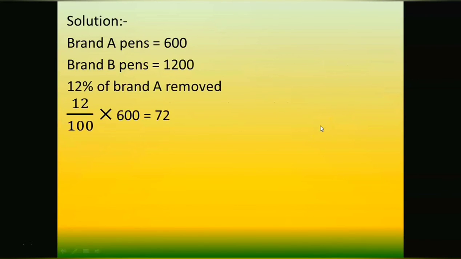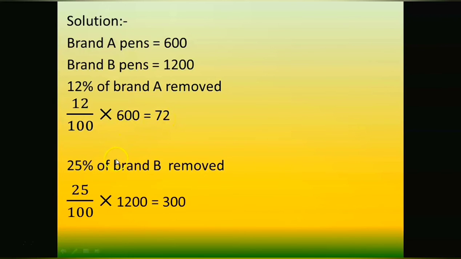So let us first calculate what is 12% of brand A. 12% of brand A means 12 divided by 100 into 600. The answer comes out to be equal to 72. Then 25% of brand B. So it is 25 divided by 100 into 1200, which is equal to 300. So how many total pens are removed? 72 plus 300, that is 372 pens. Total pens removed are 372.